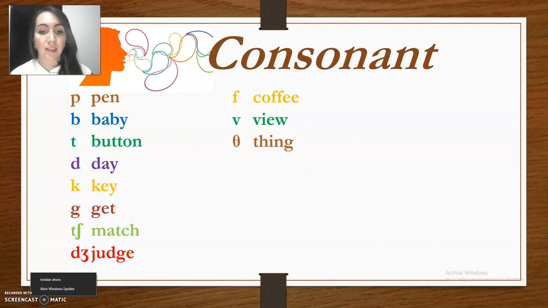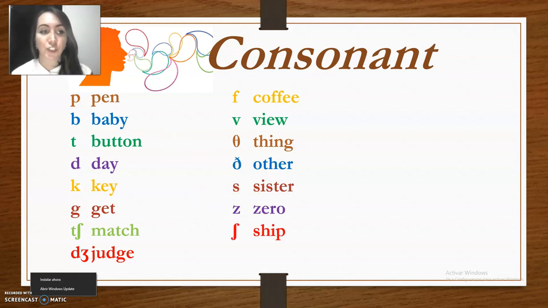Next is... for example, think. Next is... for example, other. Next is z. For example, sister. Next is z. For example, zero.